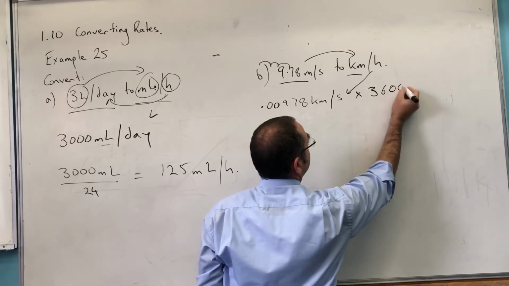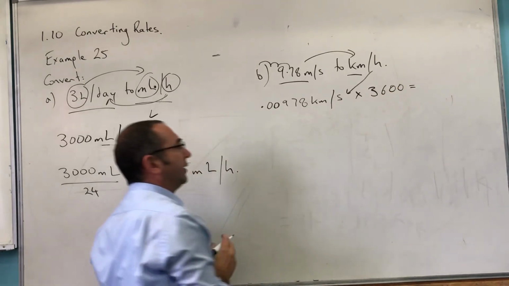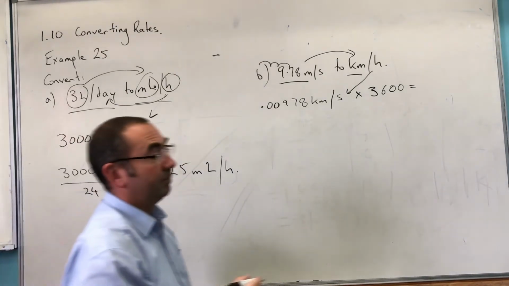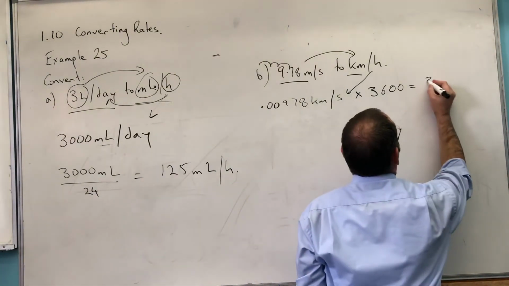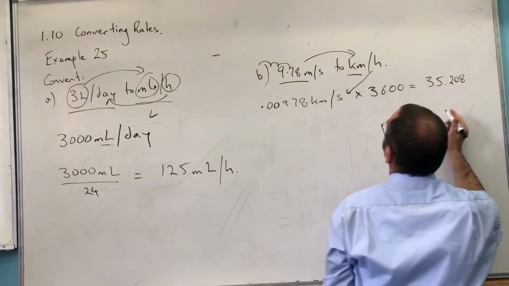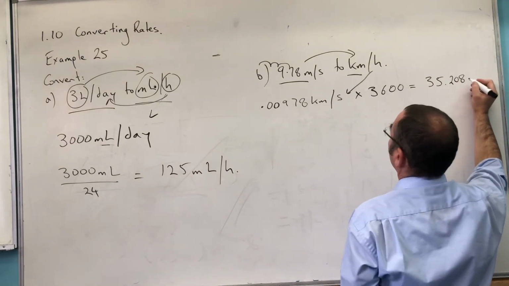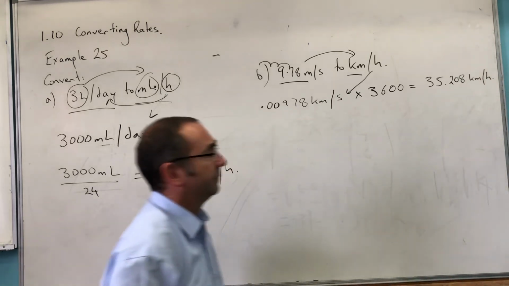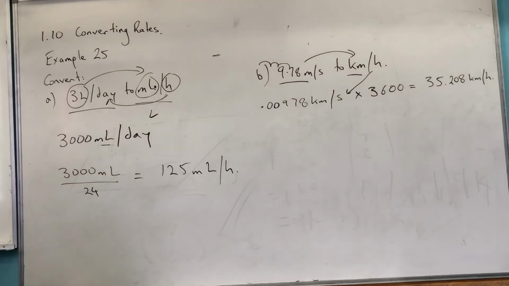Yep, 3,600. Anyone quick on the calculator? 35.208. So that's 35.208 kilometres an hour. Okay.